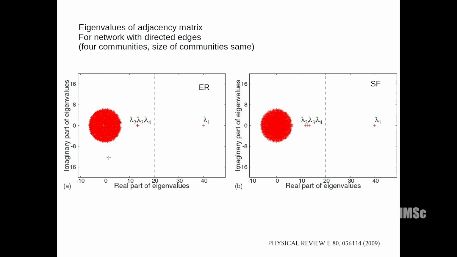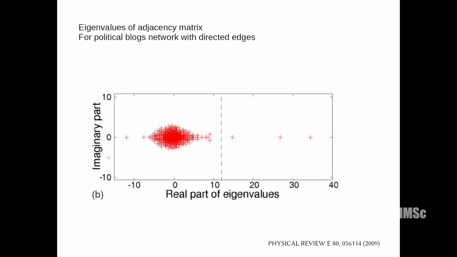Okay, so this is the case where there are 4 clusters but of equal size. You see that 3 eigenvalues merge to become 1. This is called degeneracy. So there's one which is a different size from the other 3. You can do this all yourself if you can write some simple programs.